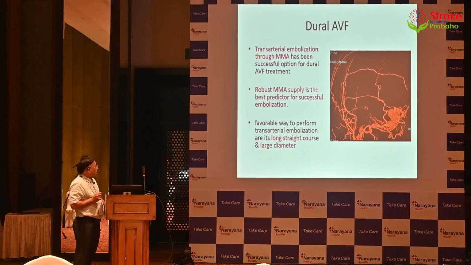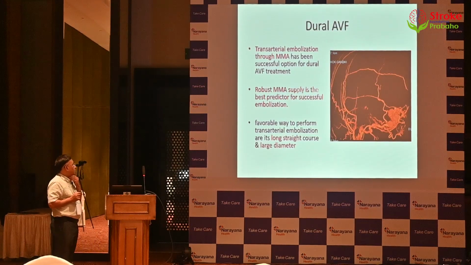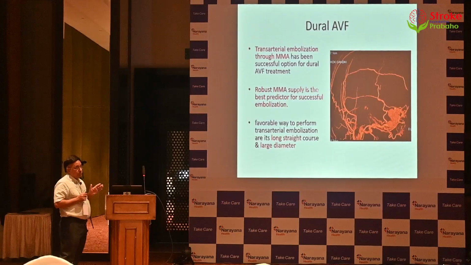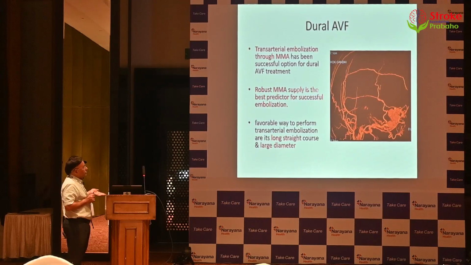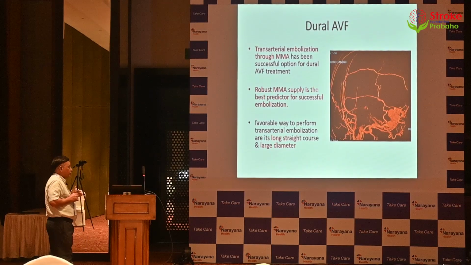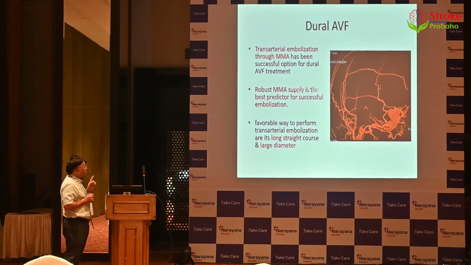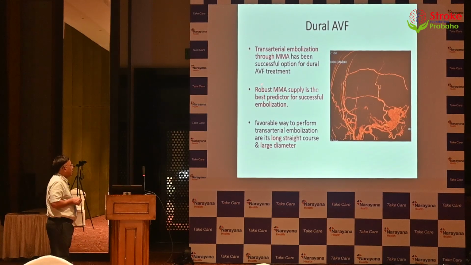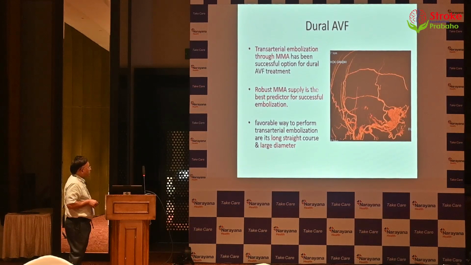The last case, of course, is a different kind of chapter, but what I want to say is that the middle meningeal artery is very good for embolization of dural fistulas. Dural fistulas are supplied by multiple branches, so if you get one single middle meningeal artery, that is enough for curing the fistula. Transarterial embolization through the middle meningeal artery has been a successful option for dural arteriovenous fistula. A robust middle meningeal artery is the best predictor of successful embolization because it has a long course and large diameter. So I'm sharing one of the cases where the middle meningeal artery cured the fistula.